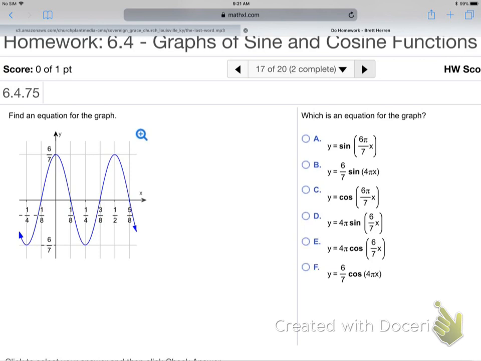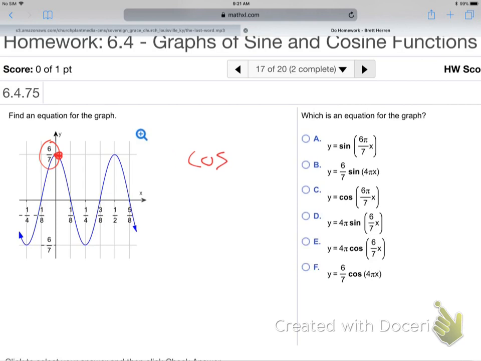All right, so first off, look at where it starts. It starts right up here, right? So is it sine or cosine? It's got to be cosine, because sine starts at its midline, or 0, but this is starting at its peak. Cosine starts at its peak for positive cosine, or starts at its bottom for negative cosine, where sine starts in the middle. It starts at 0. So this is a cosine graph, and it's a positive cosine graph because it's starting high.